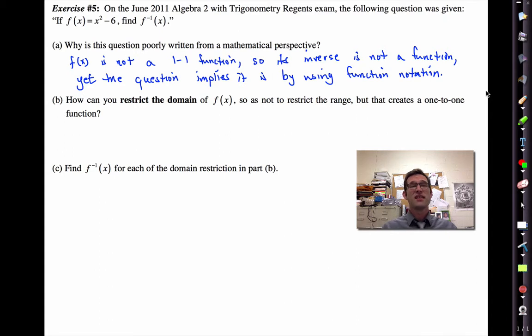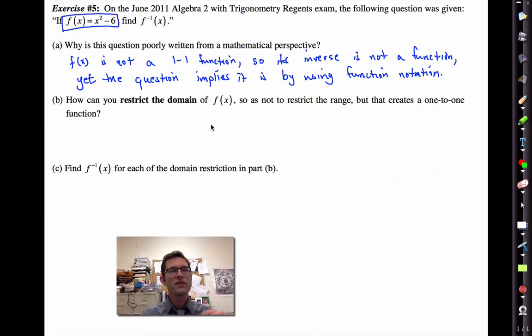But getting past that, let's talk about letter B. It says, how can you restrict the domain of f of x so as not to restrict the range, but that creates a one-to-one function? One-to-one functions are so very important because inverses are important. And inverses are so important that sometimes we'll take a function, like the one we have right here, and we will restrict its domain. We'll cut its domain down, because the domain of this function is all real numbers. But we'll cut it down to restrict the domain so that it's now one-to-one, but not restricting the range. Now, the key to doing this is really understanding graphically what's going on here.